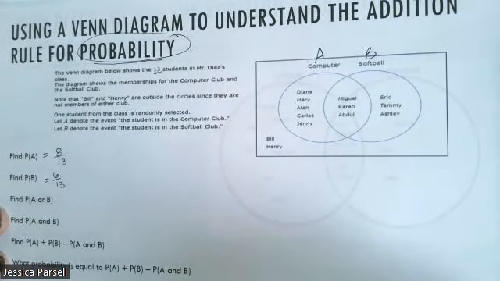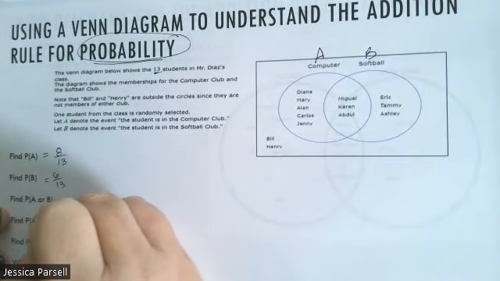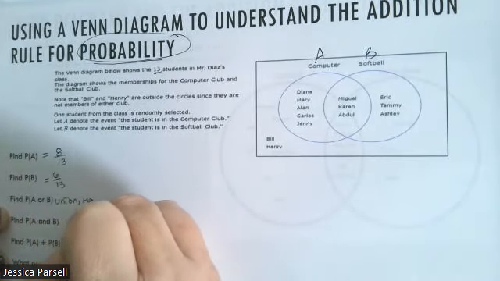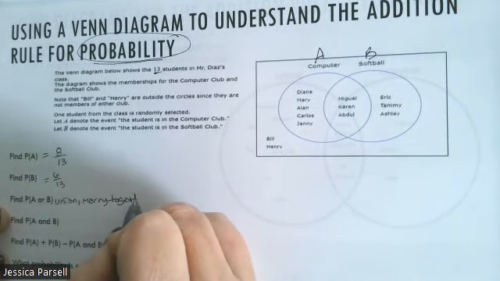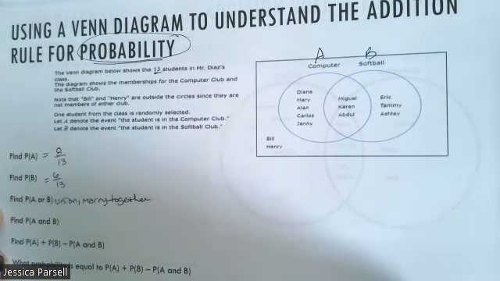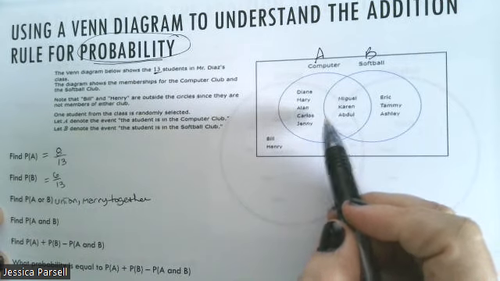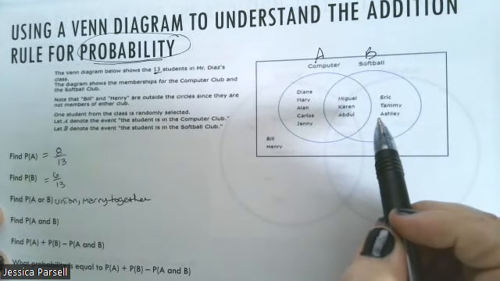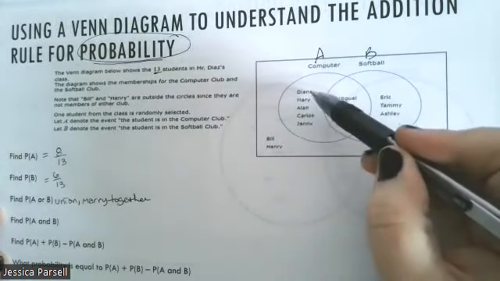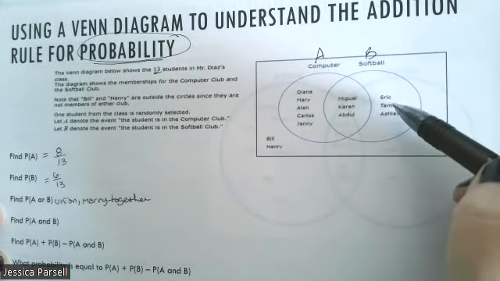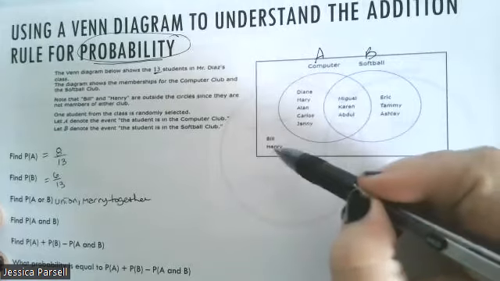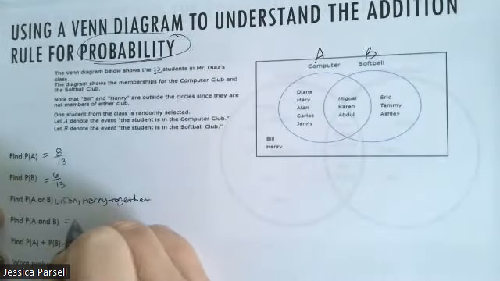Okay, remember, "or" means we're going to union or marry them together. All right, so we want the probability that somebody were to come in and pick out a student that happens to be in computer or in softball. Okay, so we're going to count 1, 2, 3, 4, 5, 6, 7, 8, 9, 10, 11 chances out of the total class of 13.